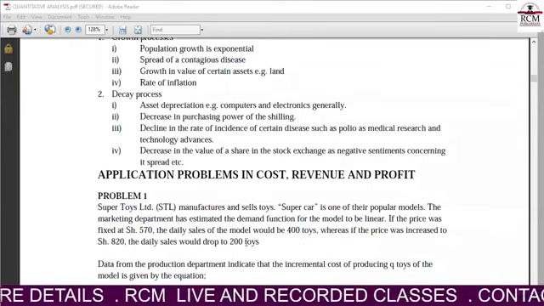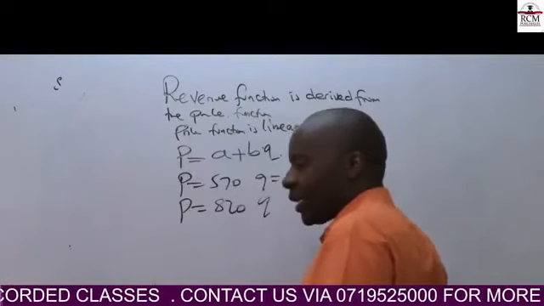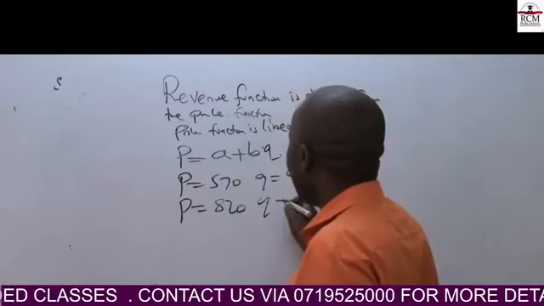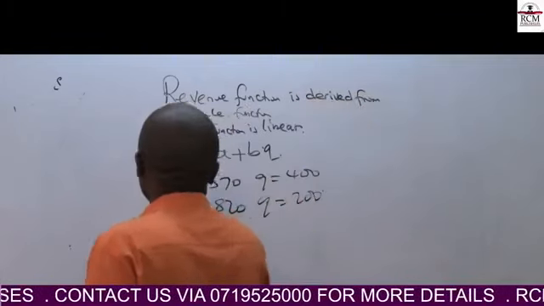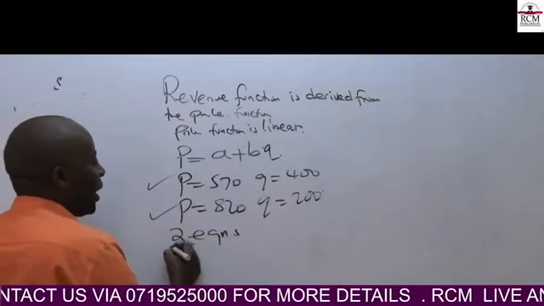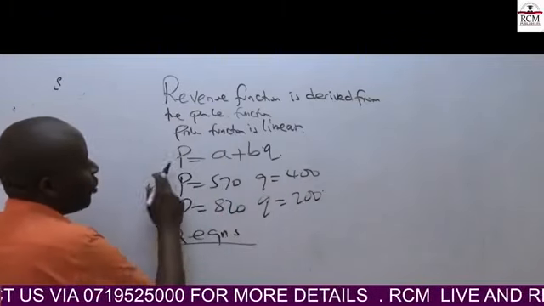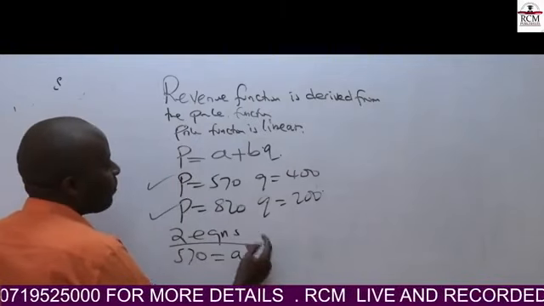So if price is 820, then the quantity, which is not X by the way, quantity has been given to us here as Q, then the quantity here will be 200. Ladies and gentlemen, if that is the case, could you kindly go ahead and form for us the 2 equations? This being a straight line, we need 2 equations. So the price 570 equals A plus BQ.